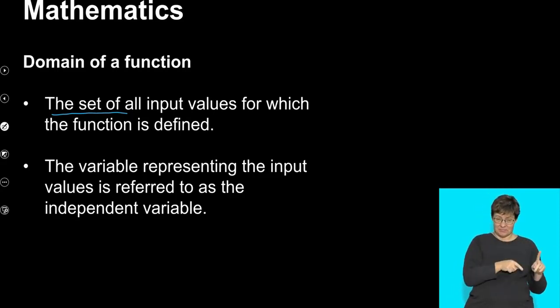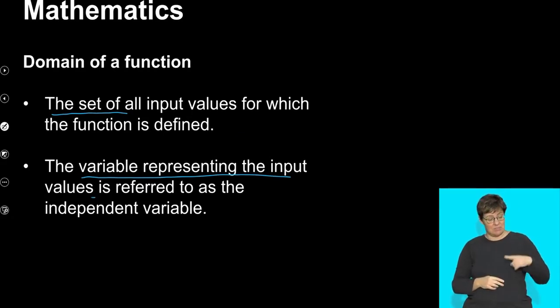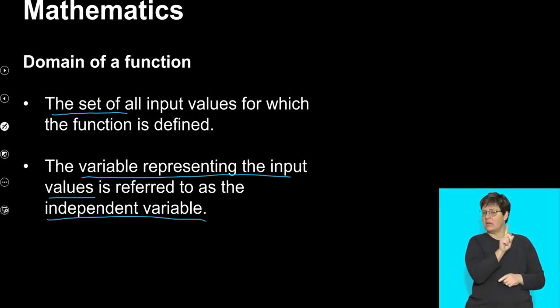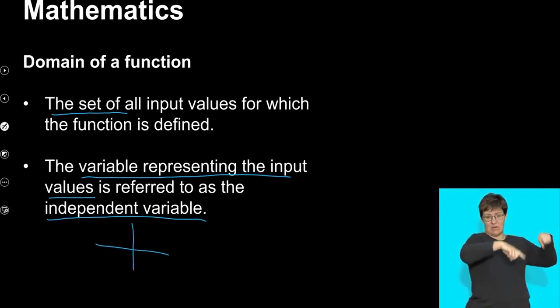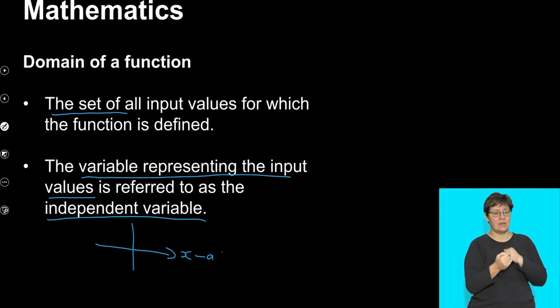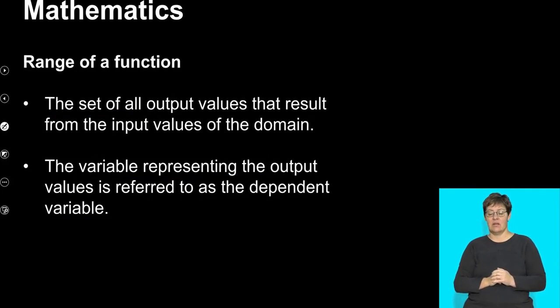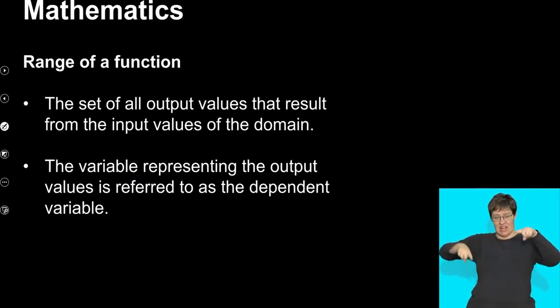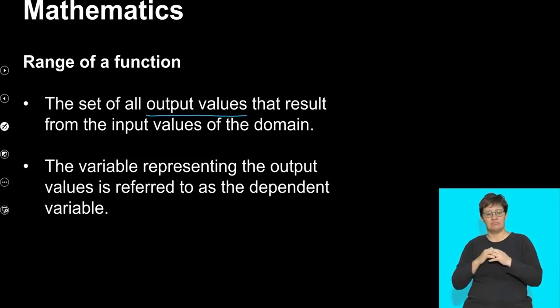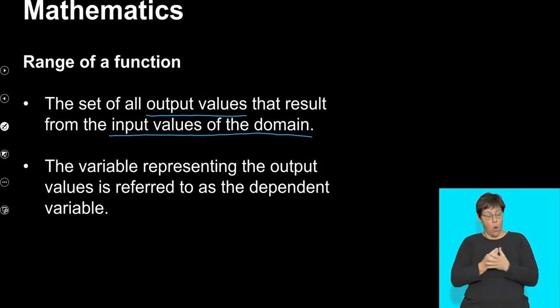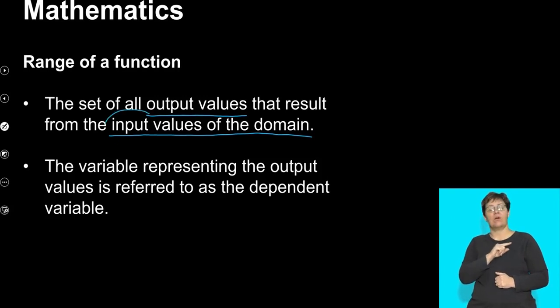We also say that the variable representing the input values is referred to as the independent variable, and also it is on the horizontal axis, which we call the x-axis in terms of our Cartesian plane. Right? Now on the y-axis is what we call the range of a function, and this will be the set of all the output values that result from the input values of the domain. So not anything else other than what we get when we use our input values. That's why we only consider it as due to having an input value to give us the output value.